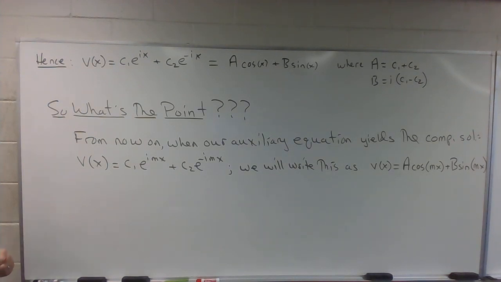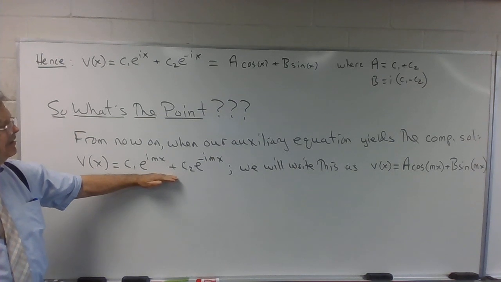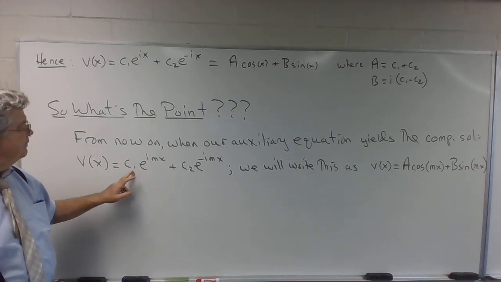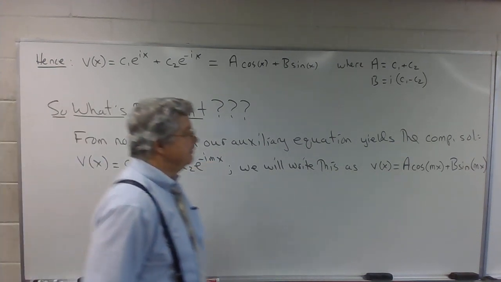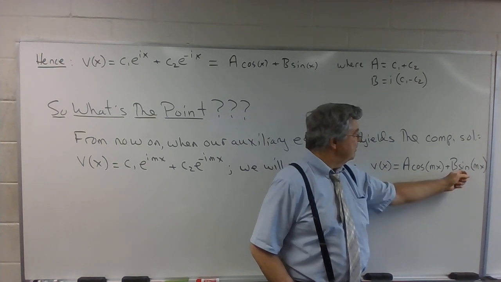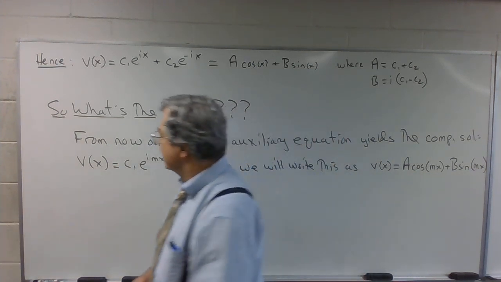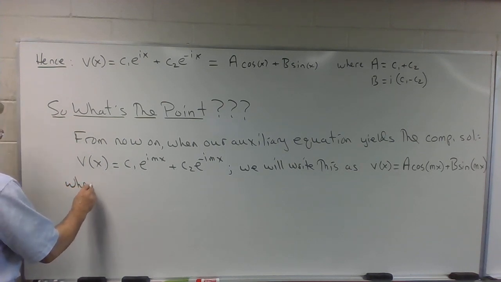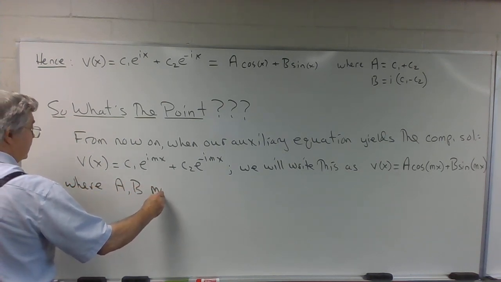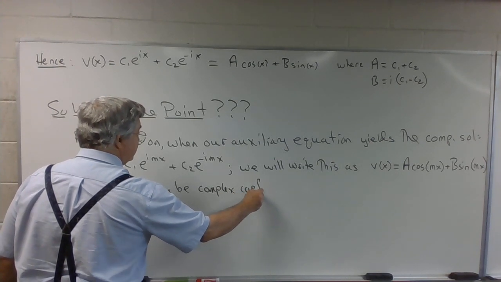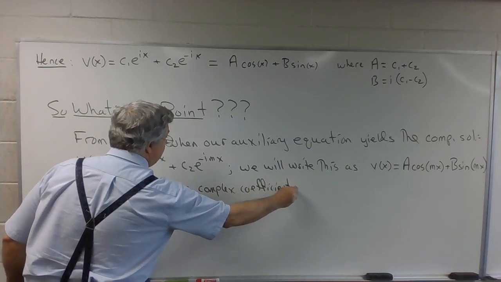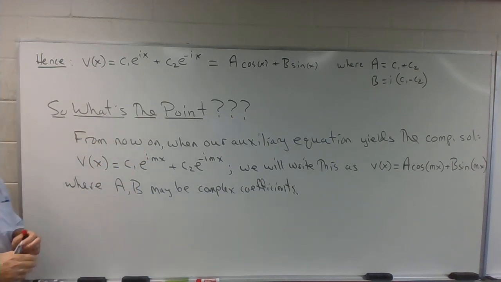When our process for finding the complementary equation yields a solution of this form, c1 e to the imx plus c2 e to the negative imx, we're going to write it as this: a cosine of mx plus b sine of mx, where A and B may be complex coefficients. We'll let the applications dictate what A and B turn out to be.